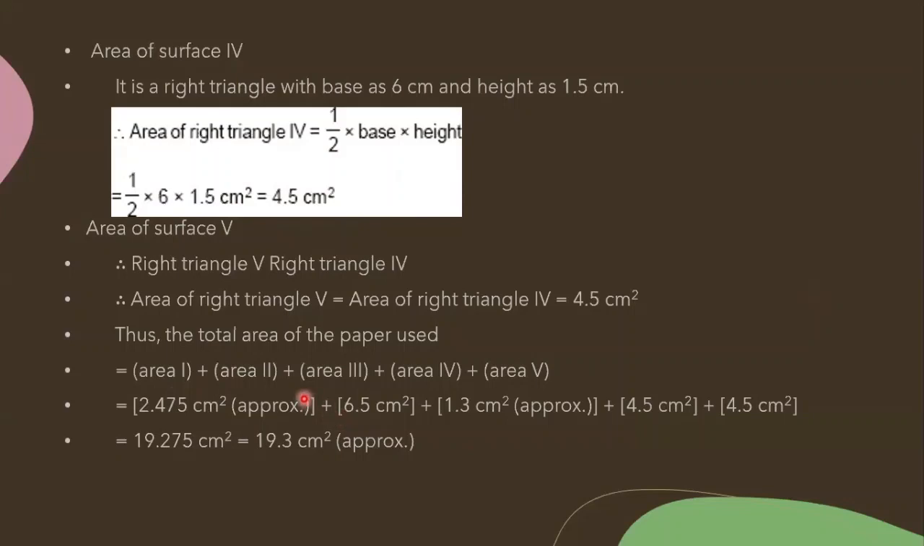Am I clear, children? So when I add all the areas, the answer is 19 square centimeter. Anyone have a doubt in this sum? Any doubt? How did you get 4.5, ma'am? Oh, that is a right angle triangle, Charan. Figure 5 and 4 is a right angle triangle. So you can apply half into base into height. 2 1s are 2, 2 3s are 6, 1.5 into 3 is 4.5, no?